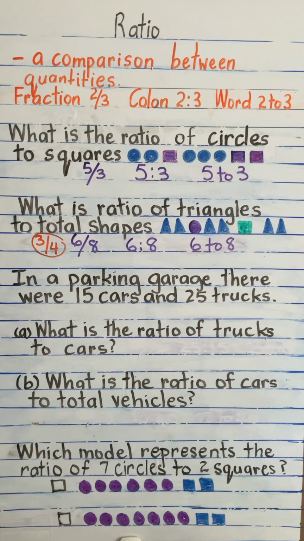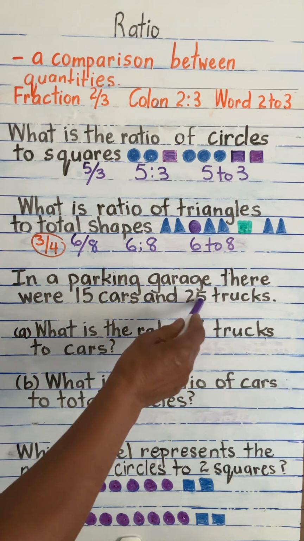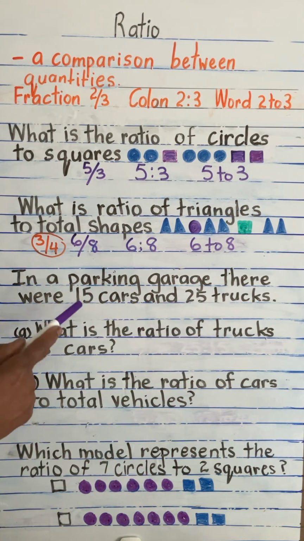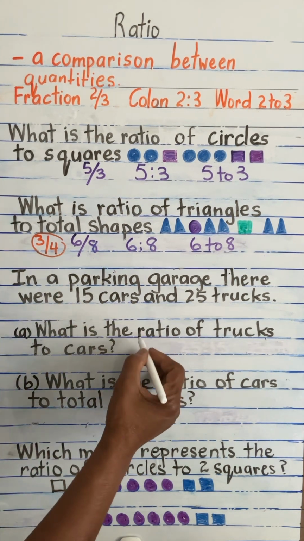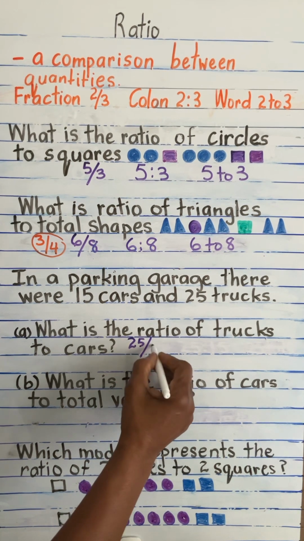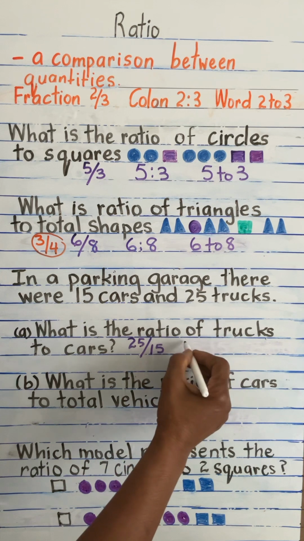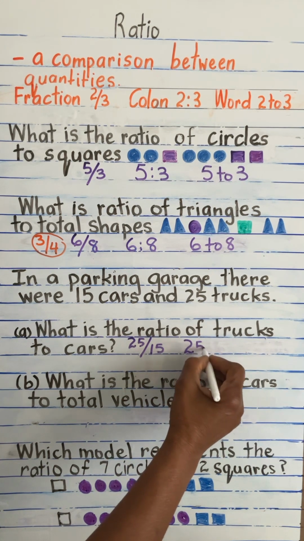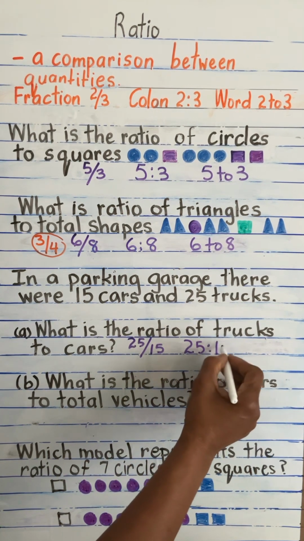Next, in a parking garage, there were 15 cars and 25 trucks. Part A of that word problem: What is the ratio of trucks to cars? Let's count trucks. The number is 25 and cars is 15, so it is 25 to 15. 25 is to 15.